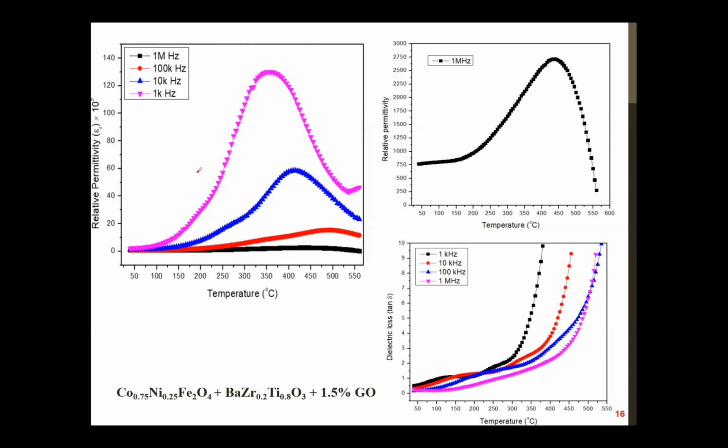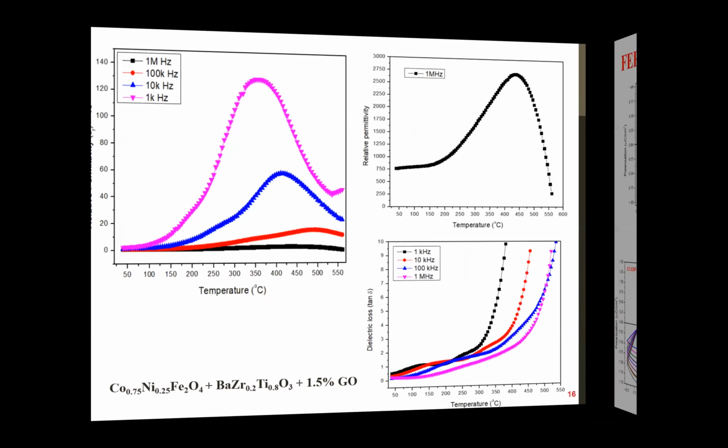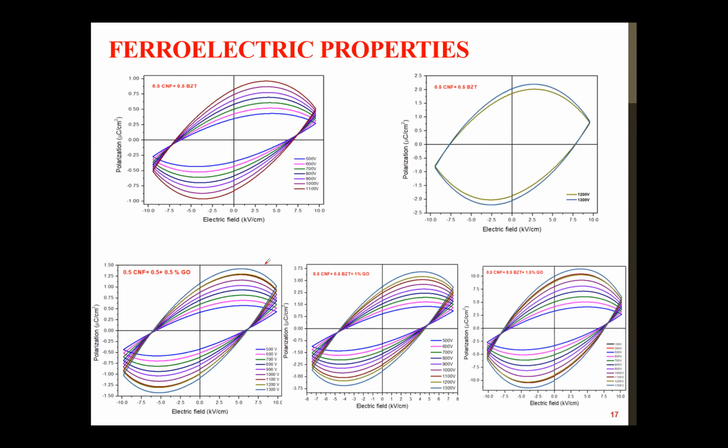So here we observe a maximum dielectric constant of around 1,35,000, whereas the dielectric Curie temperature is around 325. All these high dielectric constants and higher losses can be exploited for high frequency applications. To study the ferroelectric properties, the ferroelectric loop is studied. It is observed that with increasing graphene oxide concentration in our material, the polarization increases, whereas the coercive field is decreasing.